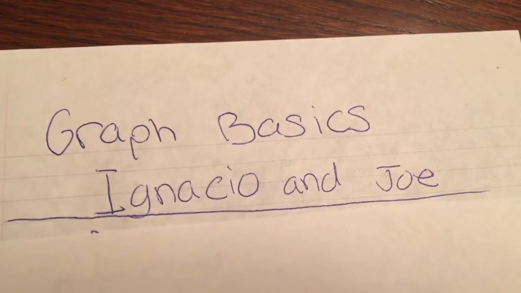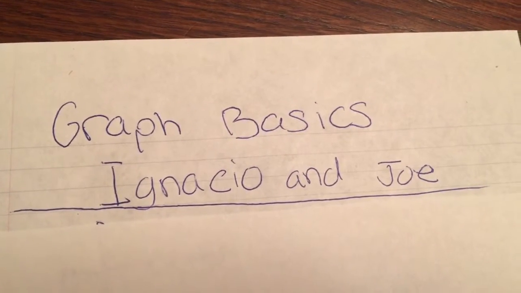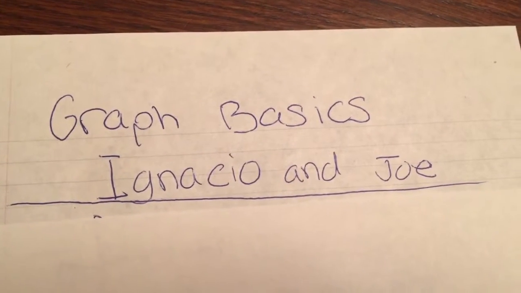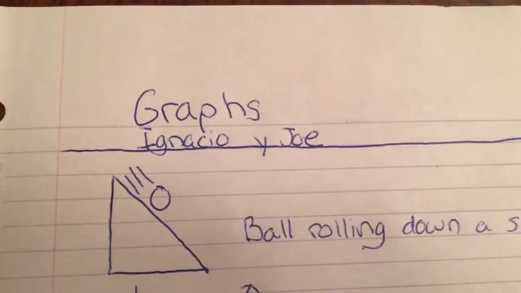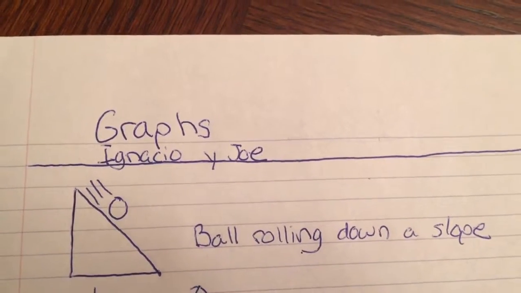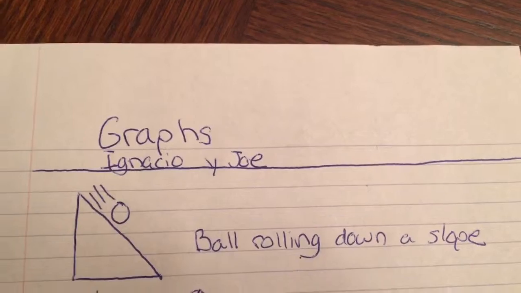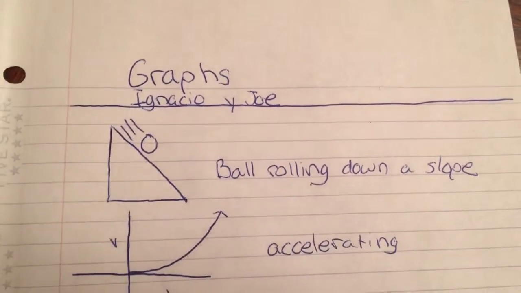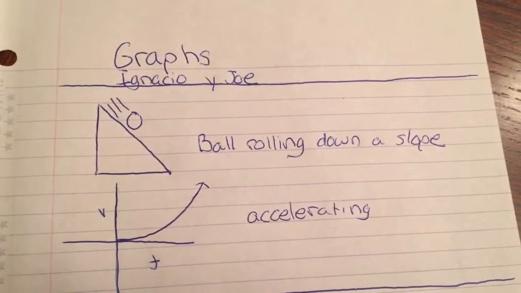First, we're going to take a look at how the motion of a ball going up and down a slope will affect a graph. Look over here. So we have a ball rolling down a slope. It is accelerating down with the force of gravity. So therefore, it'll have an accelerating, increasing velocity versus time graph.